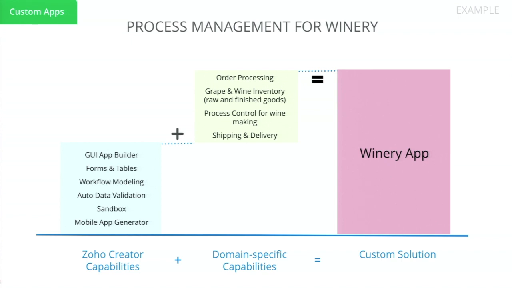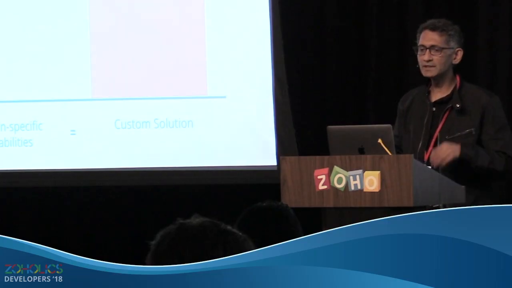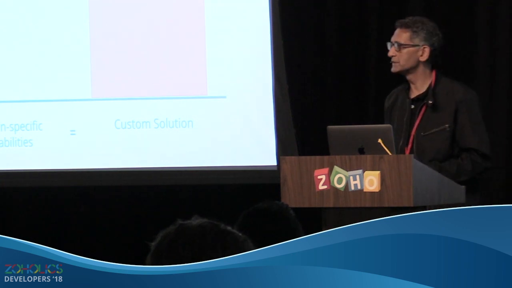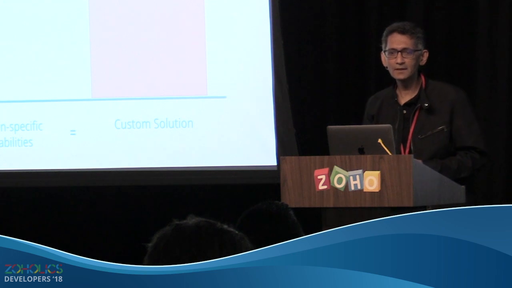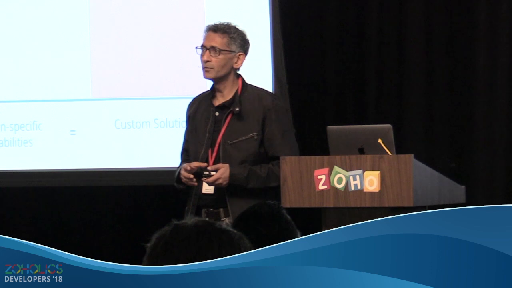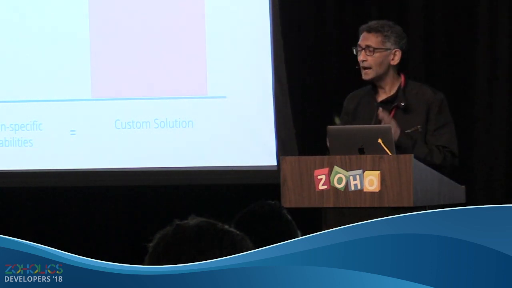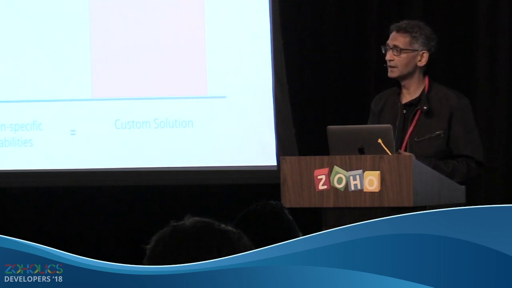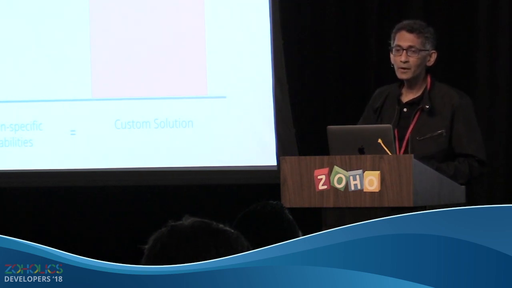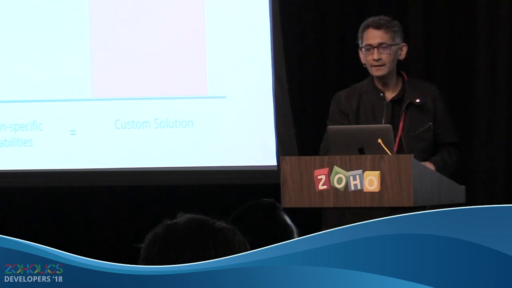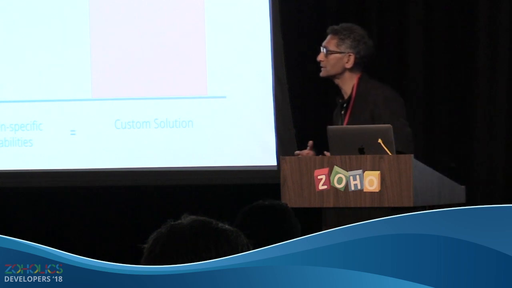So what they did is they started with Creator, and I'll give you some ideas of what they've done. So these are some examples of capabilities that Creator already has, and many of them you've seen yesterday and in the course of today. Forms, tables, ability to build something using a user interface, modeling a workflow, a blueprint that can tell you how a workflow should be modeled. And then they've brought in, think of the middle section there as domain specific. So what they actually want to do is they want to process orders, they want to manage inventory, and they want to actually do the process management for wine itself.